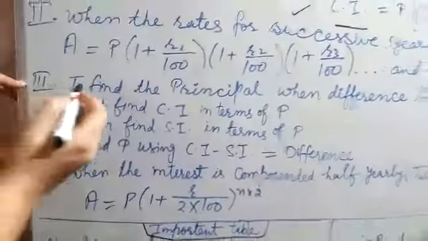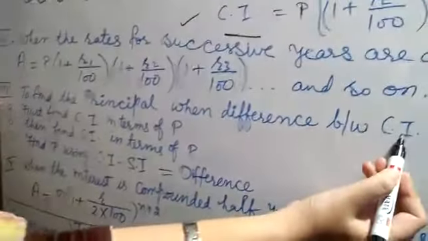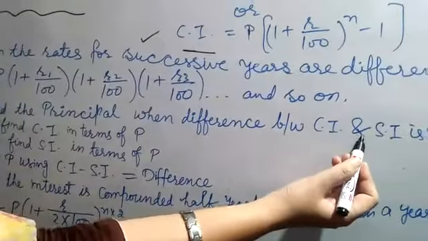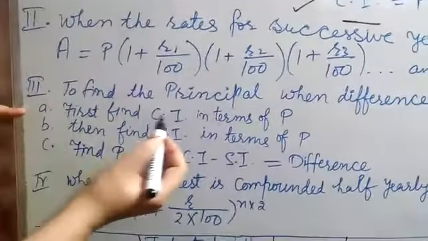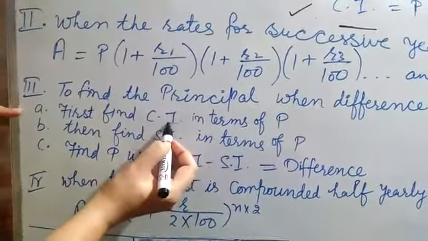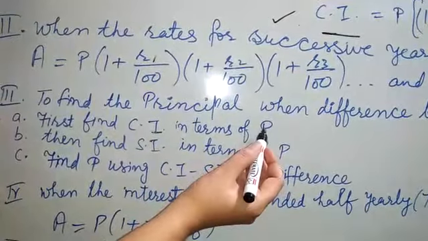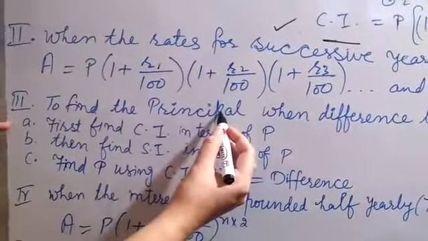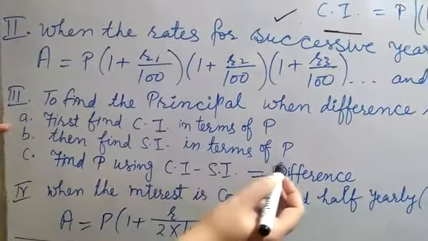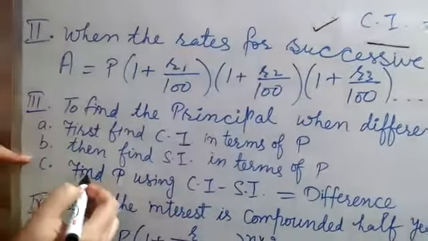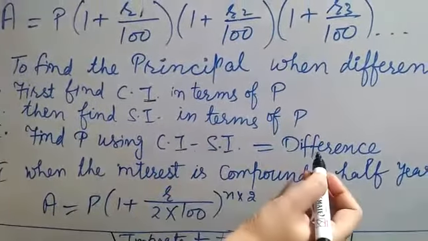And the next, to find the principal when the difference between CI and SI is given, means when you have the difference between compound interest and simple interest given in your statement, how will you calculate the principal? First step, we have the compound interest formula. Use that formula and we can calculate compound interest in terms of P. As P is not given, principal we have to find out. Secondly, we will use the simple interest formula and find simple interest in terms of P. Last step, finding P using the formula compound interest minus simple interest is equal to the difference.